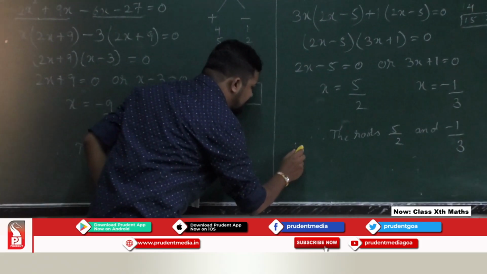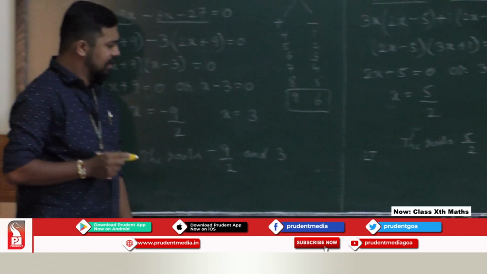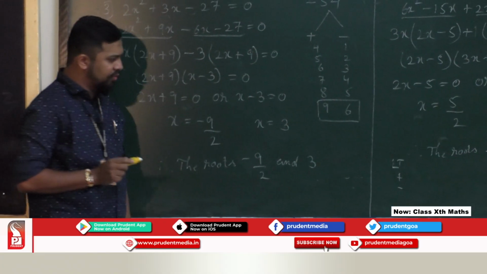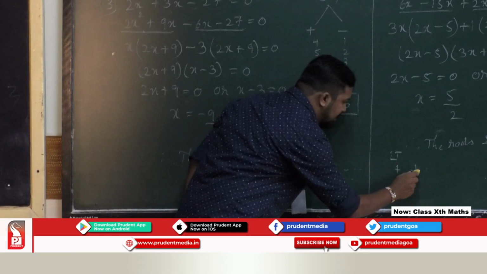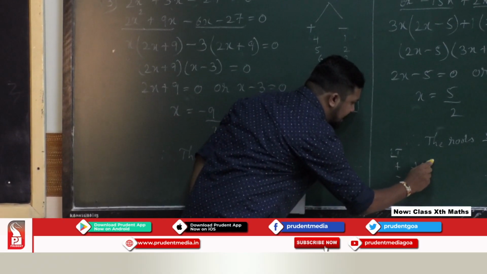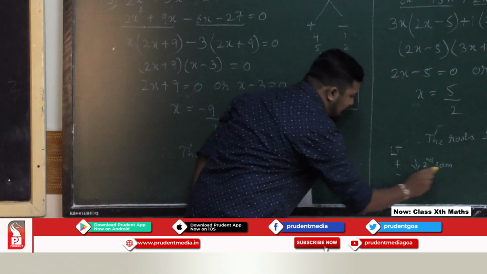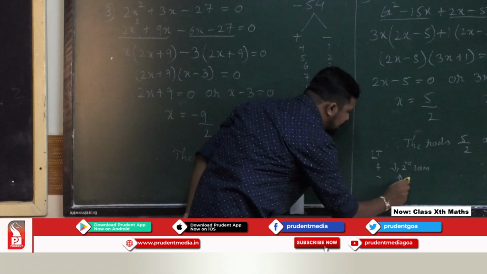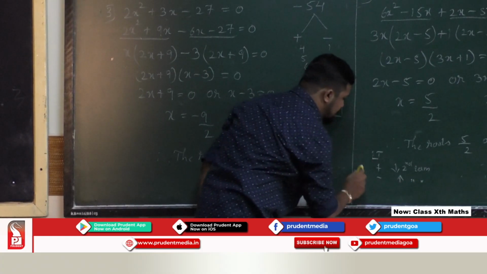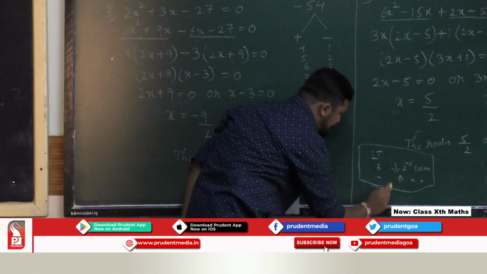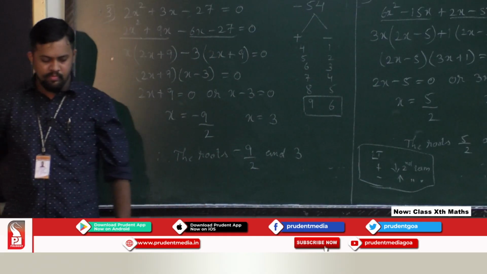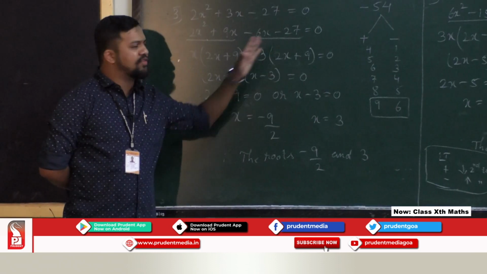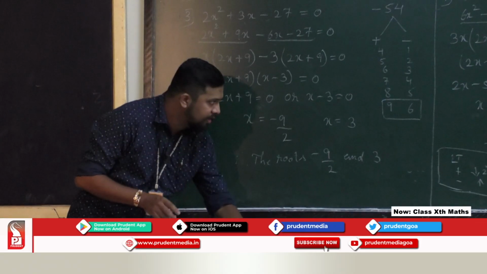If the last term is positive, what we are doing is decreasing the second term. And here the last term is negative, so what we are doing is increasing the second term. This is just a hint for you. Clear? So now I have put 4 problems for your homework, and with this we will be ending today our factorization method topic.